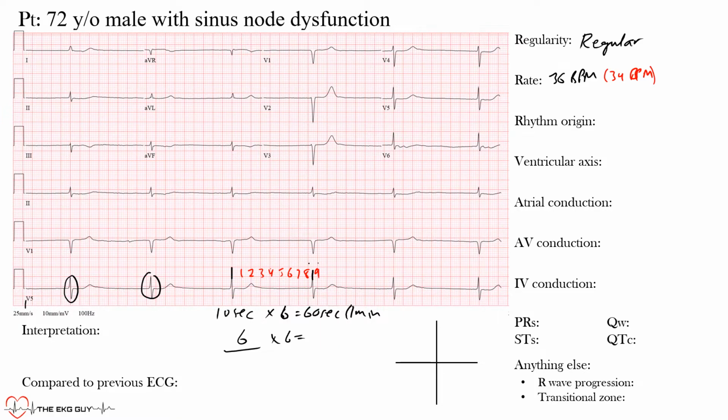So where is this rhythm actually originating from in the heart? That's what we're asking here when we talk about the rhythm origin. Now, one way that we've been doing is by looking at these QRS complexes. If they're wide, that may suggest either aberrancy, some intraventricular conduction delay, or that the rhythm may be originating from the ventricles.